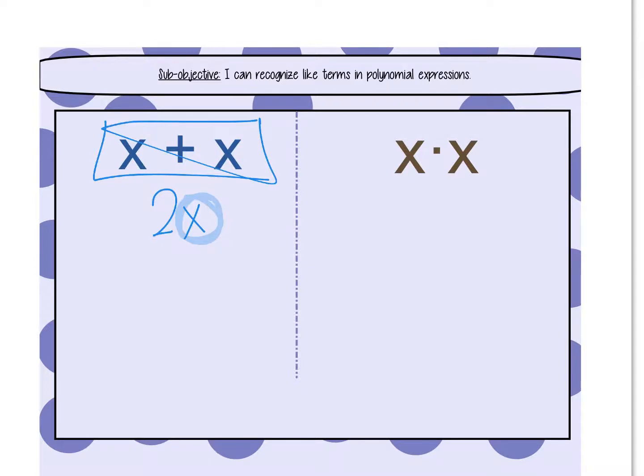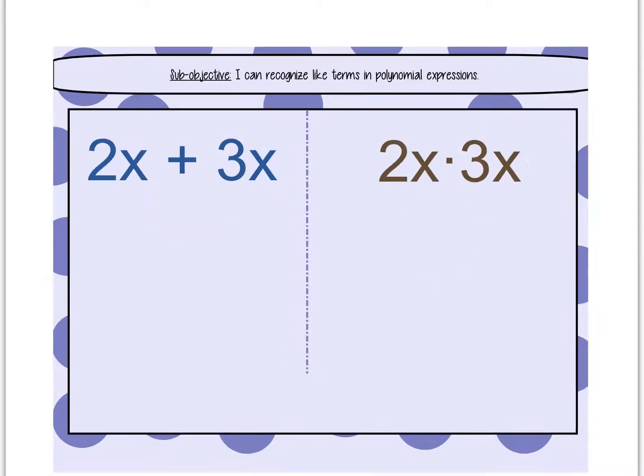Whereas over here, when I'm multiplying, this is x to the first times x to the first. And so x to the first times x to the first is x to the second. So when I'm multiplying the bases, I add the exponents. And that's just something we're going to do a lot of practice with. But I need you to keep it clear: when I'm adding, x plus x is 2x; x times x is x squared. We'll do more practice with that.